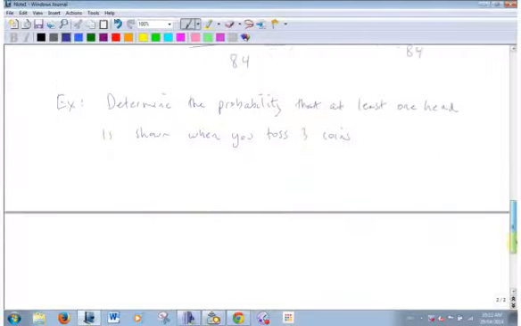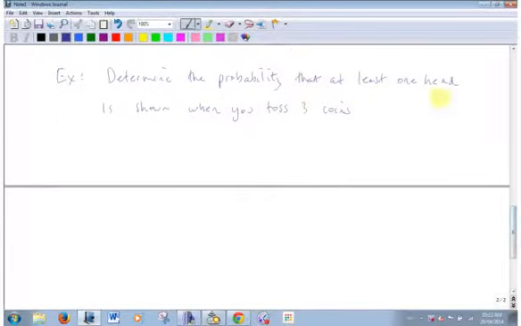Okay, so, at least one head. Got to have a head. Can I have 2 heads? Sure. Could I have 3 heads? Sure. Okay? So what's favorable here? Or where do you want to start? What's the total number of options when you throw 3 coins?